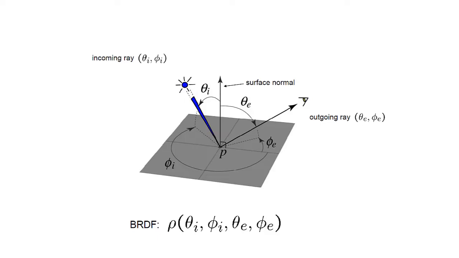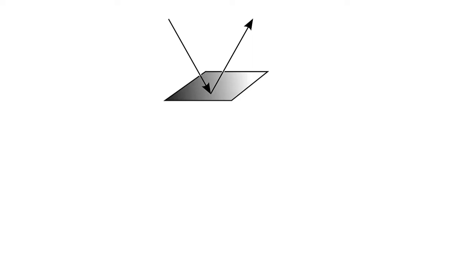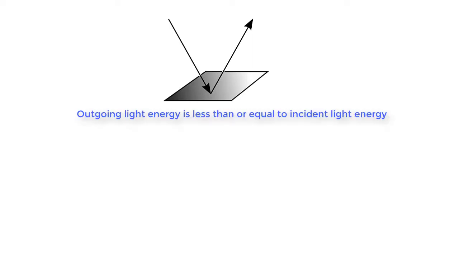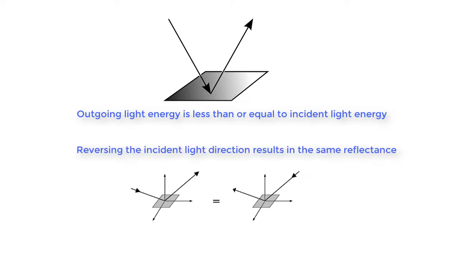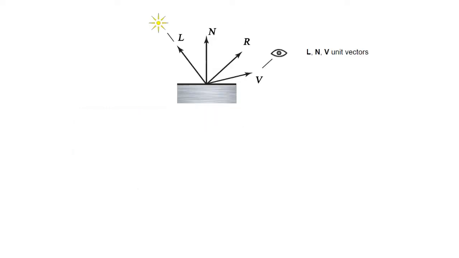Given an incoming ray and an outgoing ray, what proportion of the incoming light is reflected along the outgoing ray? This answer is given by the bidirectional reflection distribution function, which is represented as a function of theta I, phi I, theta E, and phi E. Here are a few facts about the bidirectional reflection distribution function. The first one is outgoing light energy is less than or equal to incident light energy, and reversing the incident light direction results in the same reflectance.